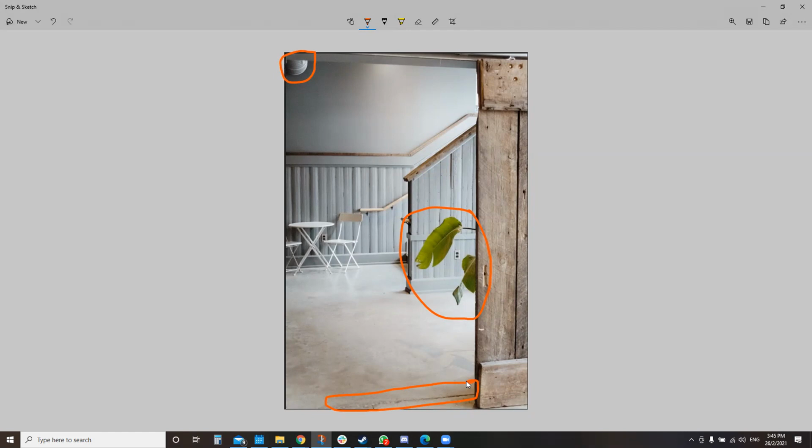Understand? So imagine, okay, imagine what will happen. Imagine a picture without the plant, without the line, without the vent. How will it look? It looks good, sir. It looks better, right? Yeah. So this is the project.